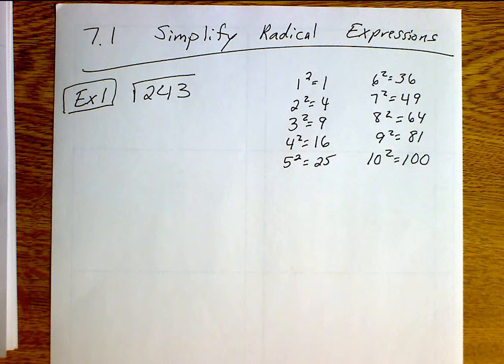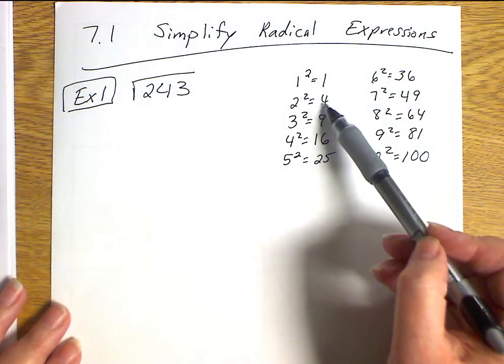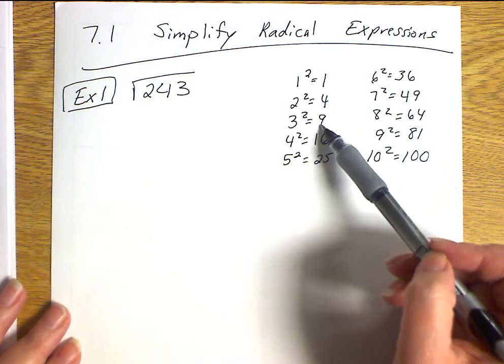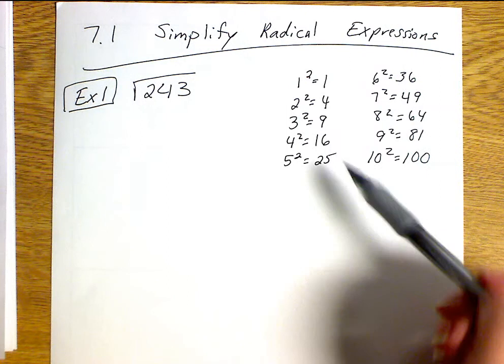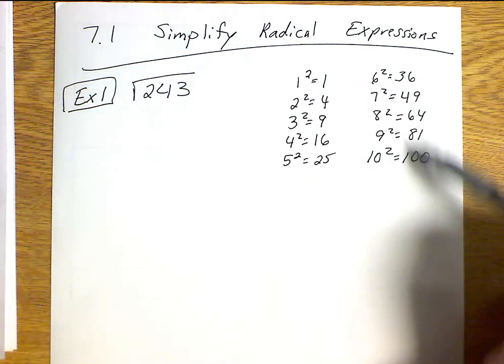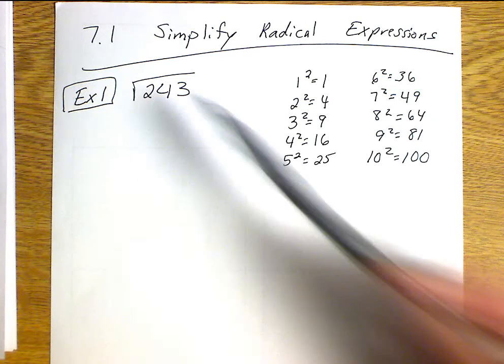Those are perfect squares. Means that if you took the square root of 1 it is 1, square root of 4 is 2, square root of 9 is 3. It's called a perfect square root in perfect squares. We need to know which one of these, the biggest one of these, goes into 243.